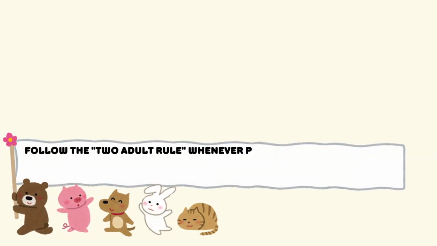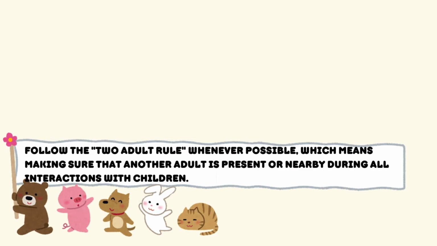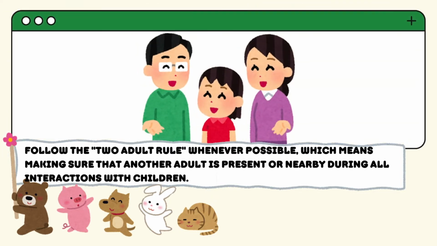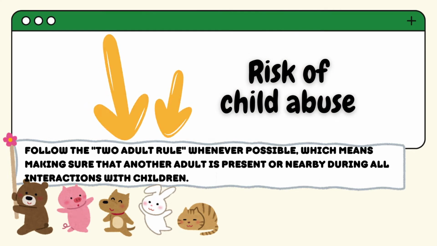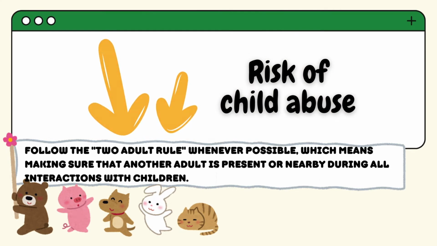In addition, follow the two-adult rule whenever possible, which means making sure that another adult is present or nearby during all interactions with children. The main purpose of the rule is to increase accountability and decrease isolation. Besides, the rule can help reduce the risk of an incident of abuse. It can also protect against false accusation, reduces liability and a possible claim of negligence, and offers additional help if there is an accident or emergency.